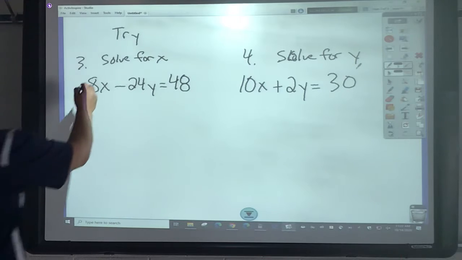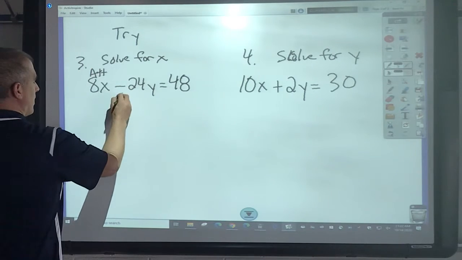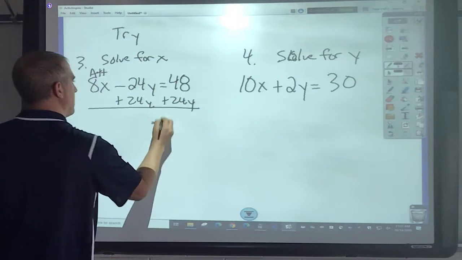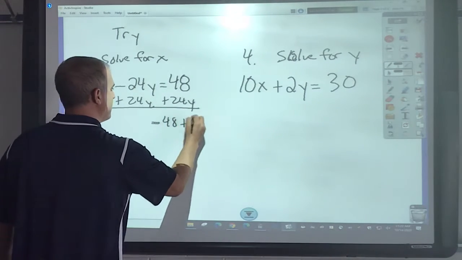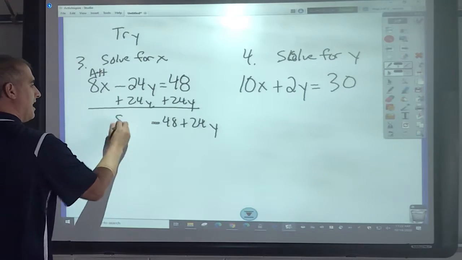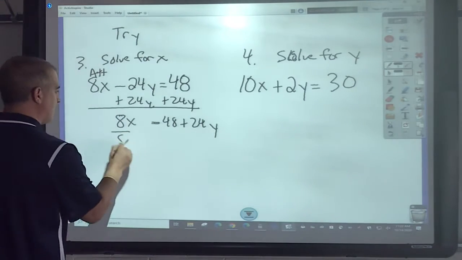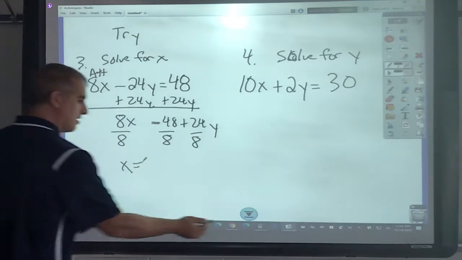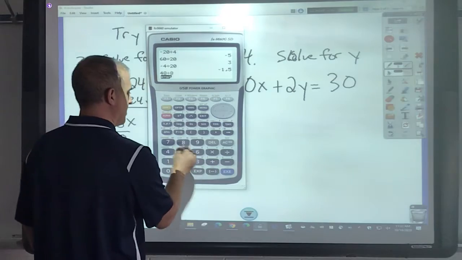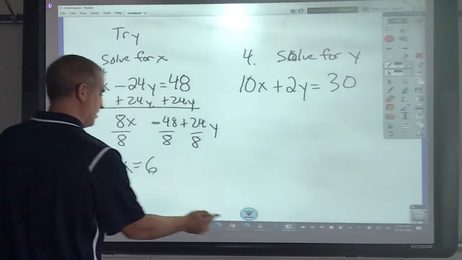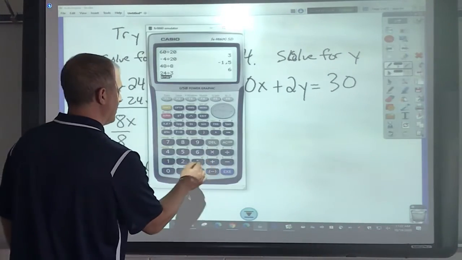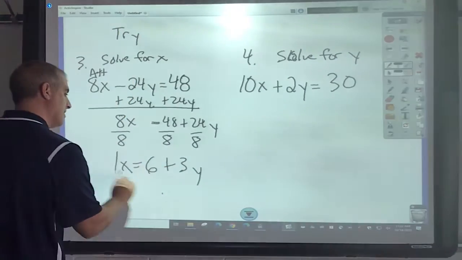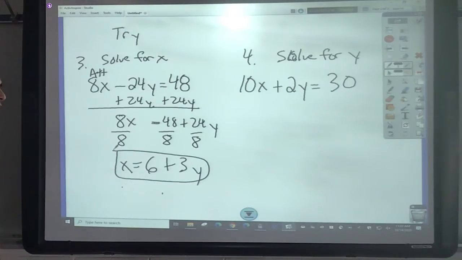Okay, unpause. So this is the attached on this one, so I would move this one by adding 24y. I'm not allowed to combine that, so 48 plus 24y equals 8x. Now I can divide each part by 8. That'd be x equals 48 divided by 8, which is 6, and 24 divided by 8, oops, would be 3. And I got to make sure I keep that y. So if you start with an x and y, you got to finish with an x and y.